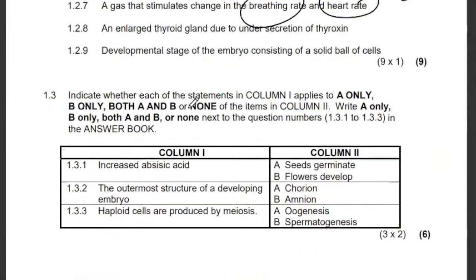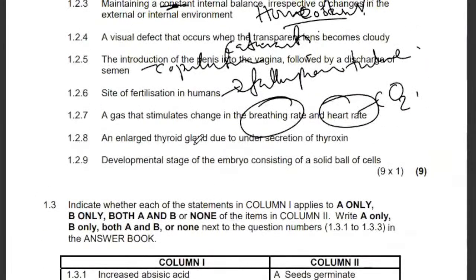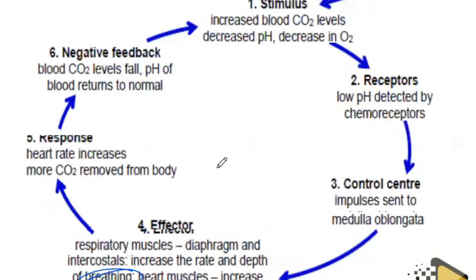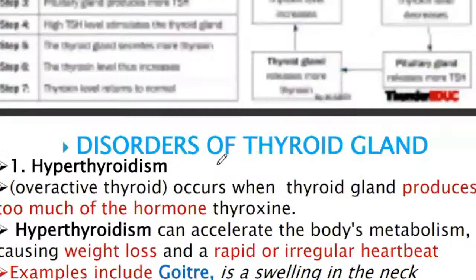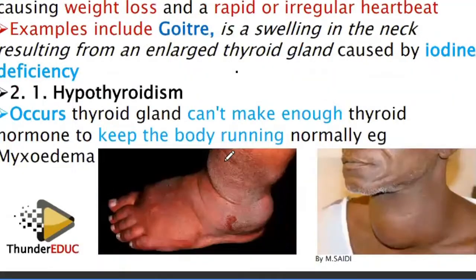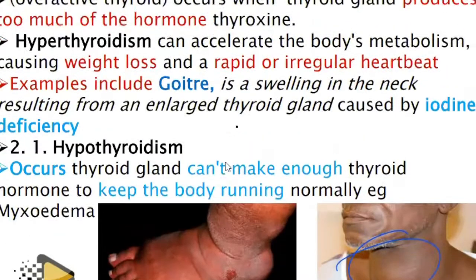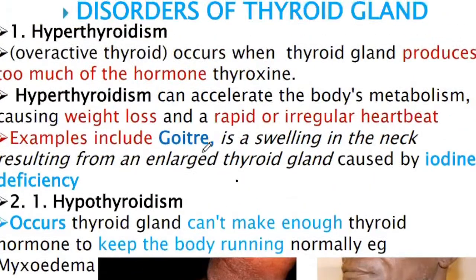Then they're saying the enlargement of the thyroid gland. So how do you call that? When the thyroid gland has enlarged, this is what they are looking at. Yes, what you call the goiter. So we call it goiter, the enlargement of the thyroid gland.